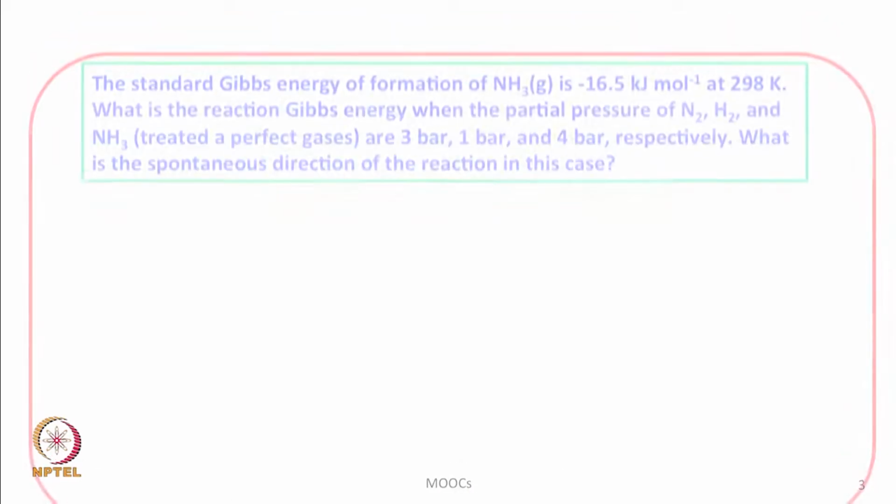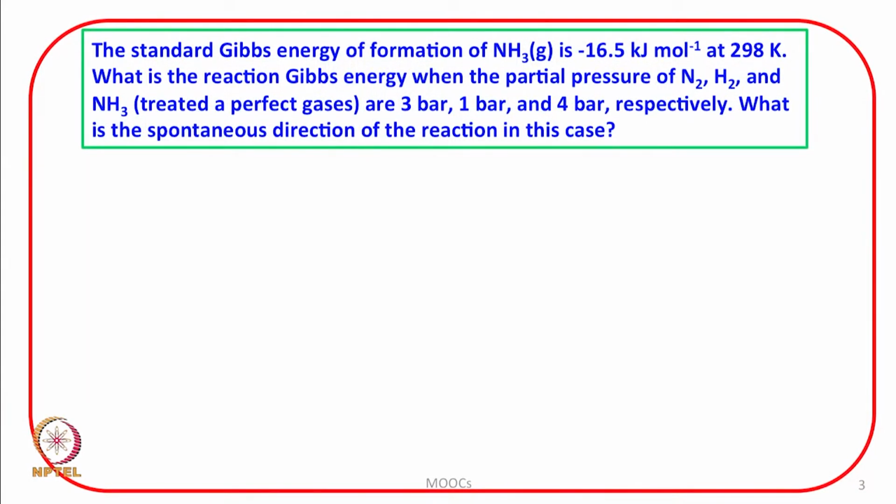Now, let us discuss another type of question. The question is, the standard Gibbs energy of formation of ammonia is minus 16.5 kilojoules per mole at 298 Kelvin. What is the reaction Gibbs energy when the partial pressures of nitrogen, hydrogen and ammonia, treated as perfect gases, are 3 bar, 1 bar and 4 bar respectively? What is the spontaneous direction of the reaction in this case?